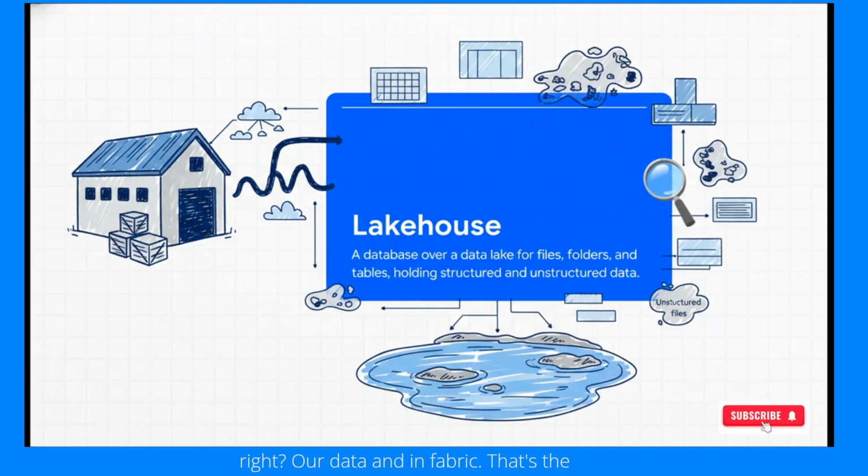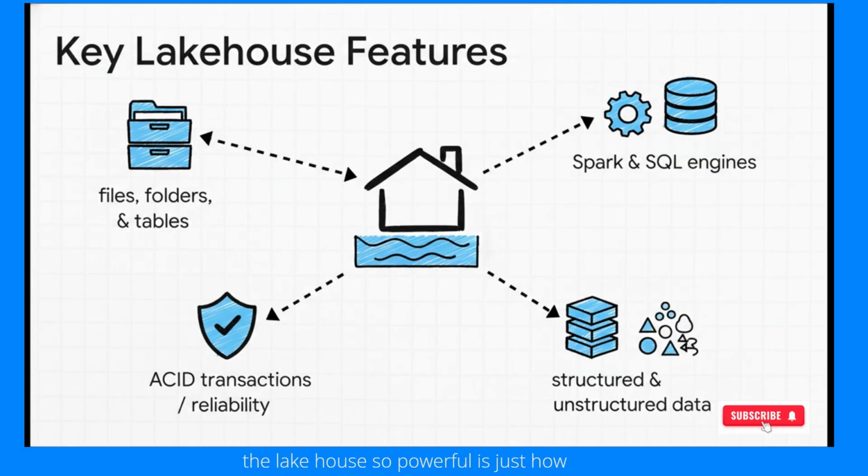Okay, so inside our brand new workspace, we need a place to put all of our materials, right? Our data. And in Fabric, that's the Lakehouse. This thing is awesome. It's like a combination of a data lake and a data warehouse, giving you one single place to store everything, your perfectly structured tables and even your messy, unstructured files. And what makes the Lakehouse so powerful is just how flexible it is. It's this one unified spot for everything, and both Spark and SQL can talk to it.